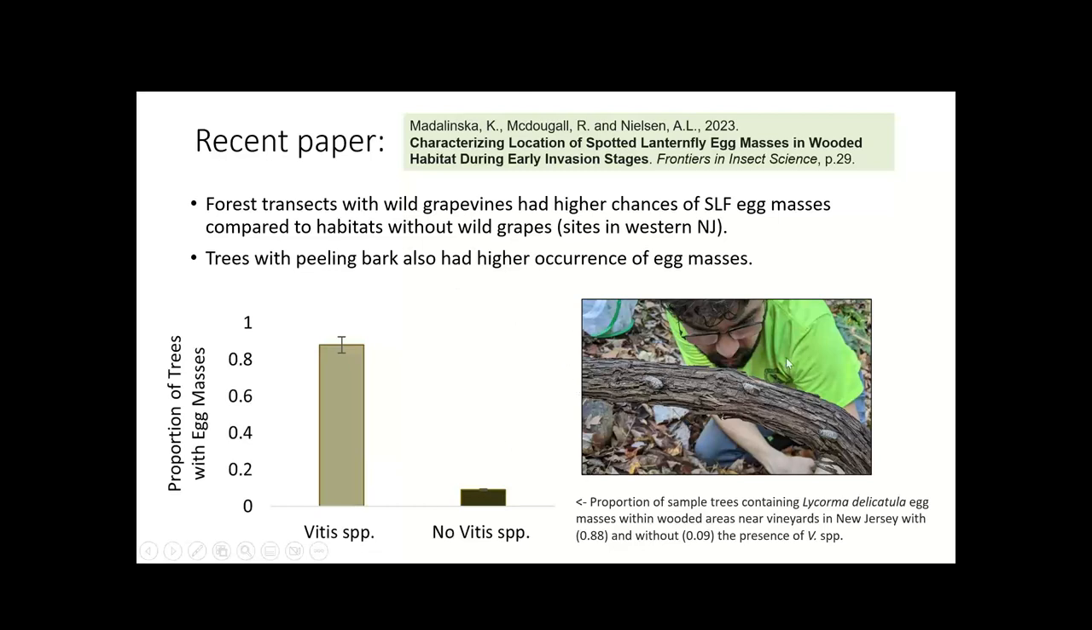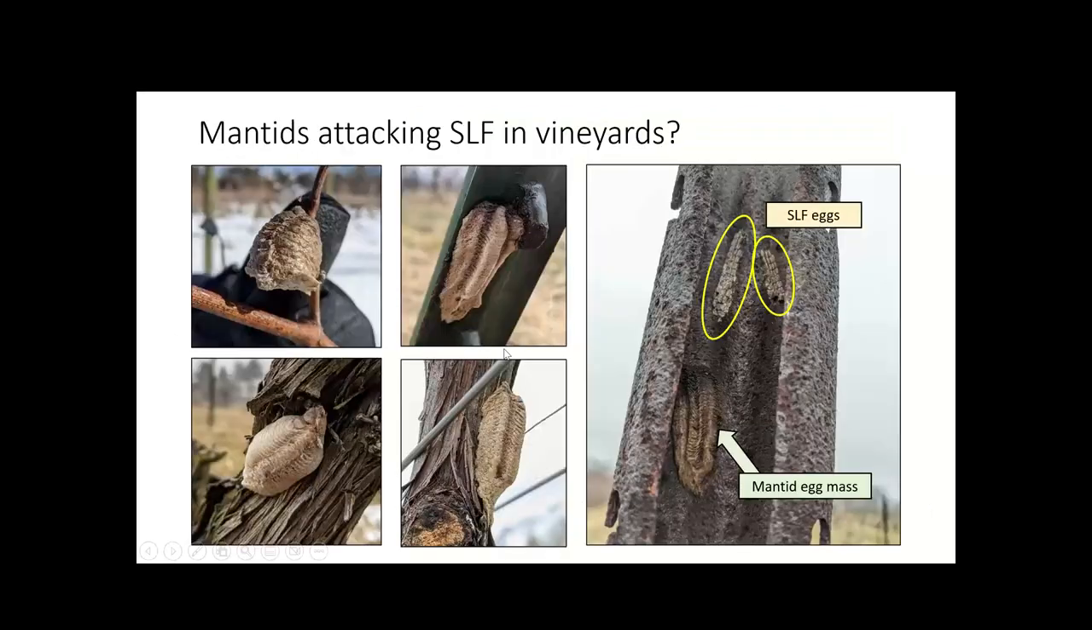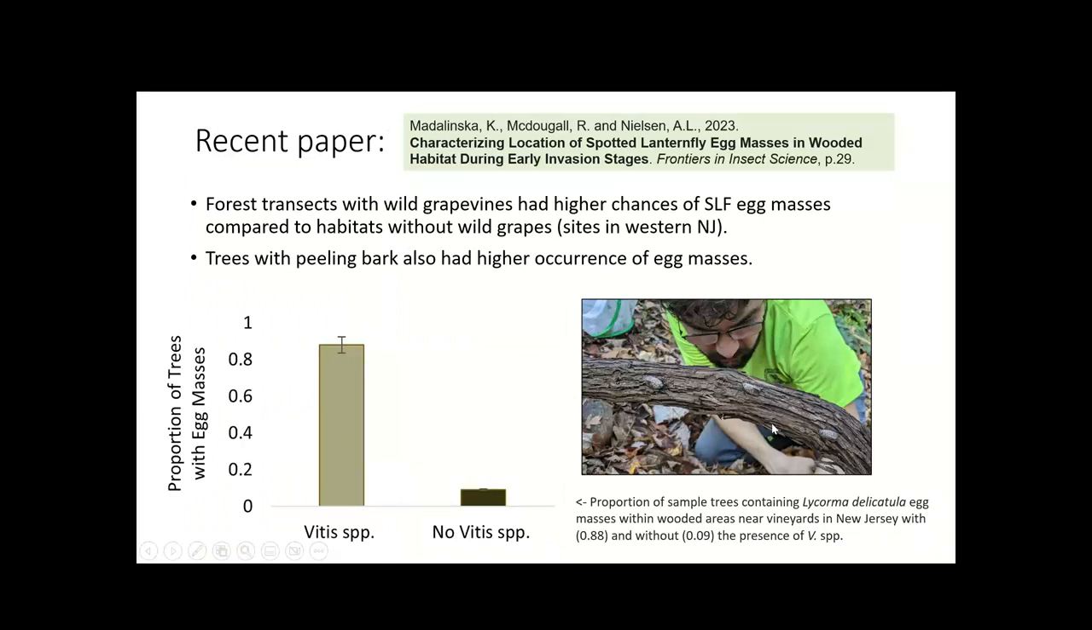Here's a photo. This is a former coworker, David, and we're out collecting adults. If we see these big trunks or these big grapevines out in the woods, there's a pretty good chance we'd find adults out there to bring back to the lab for other studies. So there's a photo of that wild grapevine. Definitely, you might see lanternflies out there if this is on the property.